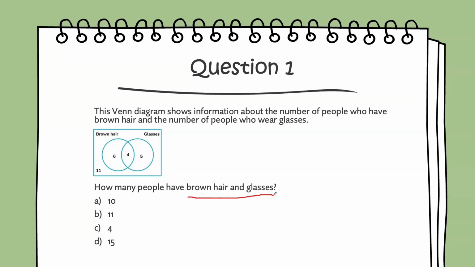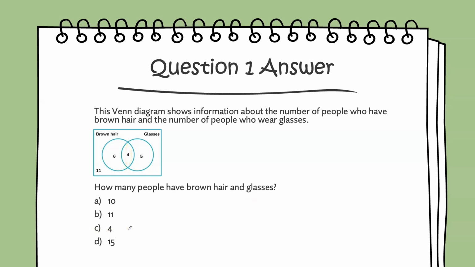And in a Venn diagram, which part shows us the part where we have both things? It's the section in the middle, this overlapping part of the two circles. That's what shows us the part where we have both situations occurring. So we have a person with brown hair and glasses, and clearly in this overlapping section we have the number 4, so that means that 4 people have brown hair and glasses. So the answer to question 1 would be C is equal to 4.